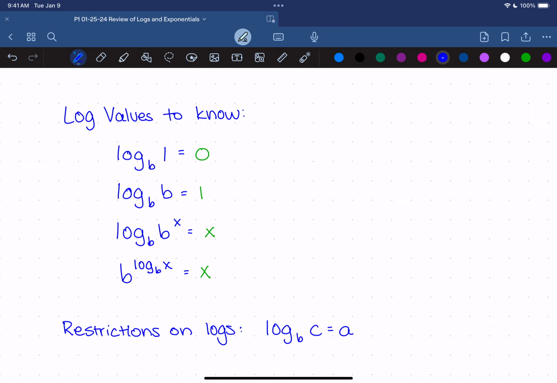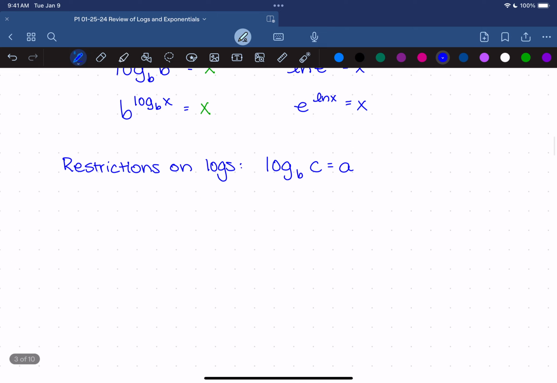A lot of people, especially in the beginning, forget that they're really just logs. So the natural log of 1 is 0. The natural log of e is 1. The natural log of e to the x is x, and e to the natural log of x is x. So those are things to know. Get good at recognizing them.